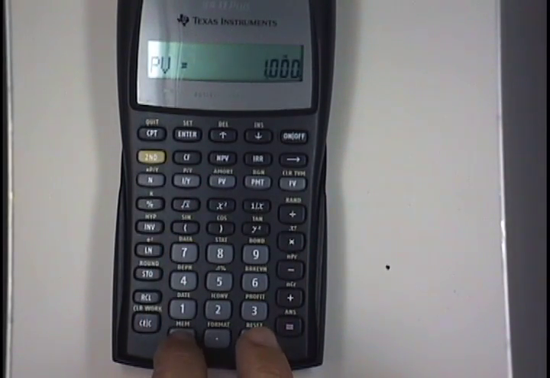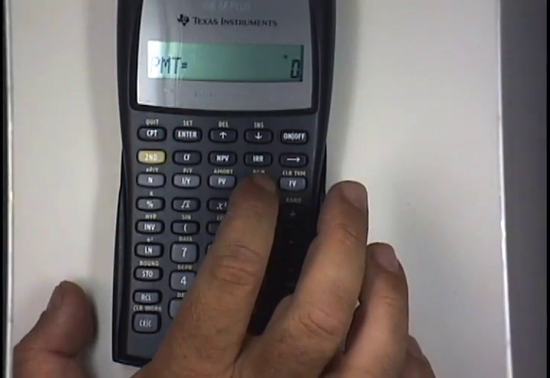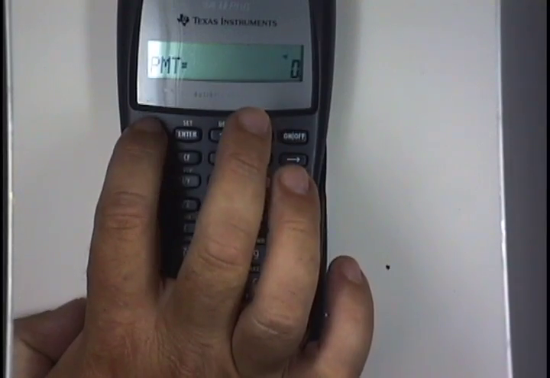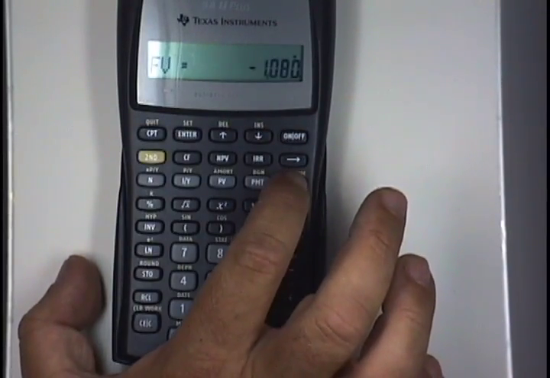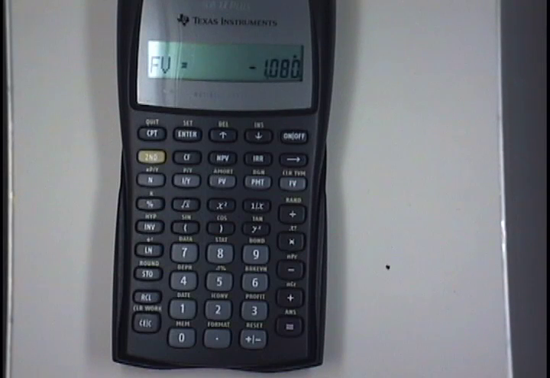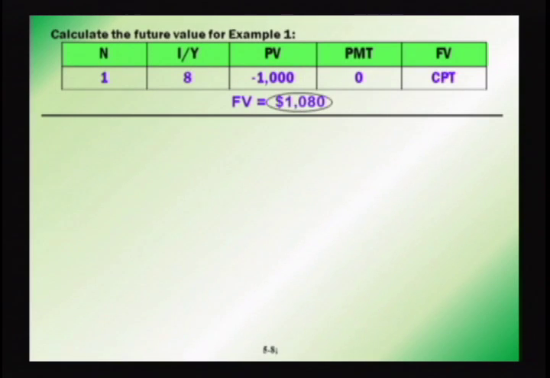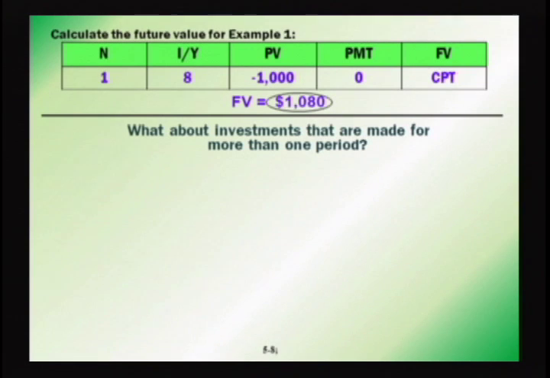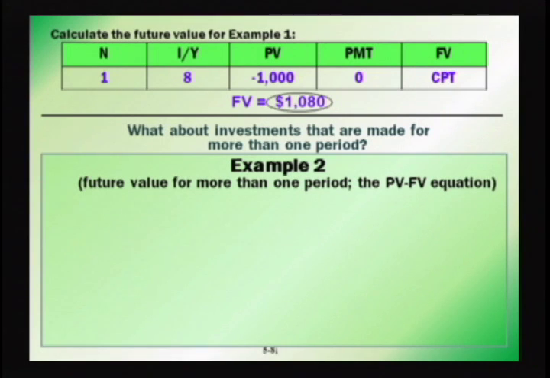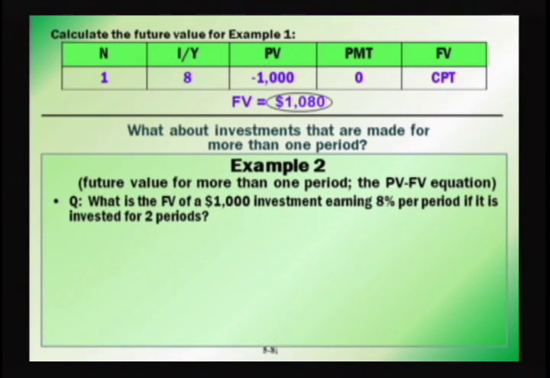My payment is 0. I'm not adding anything in between the present and the future. So just to be safe, we can enter that 0, and then we compute a future value. Hopefully you came up with 1,080. My future value is 1,080. Now, what about investments that are made for more than one period? What is the future value of $1,000 earning 8% if it's left there for 2 periods?